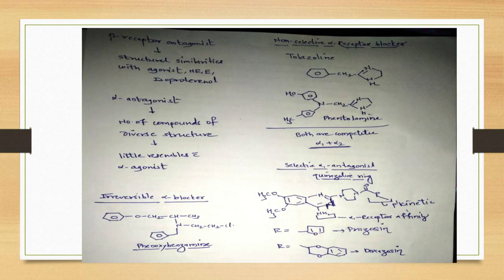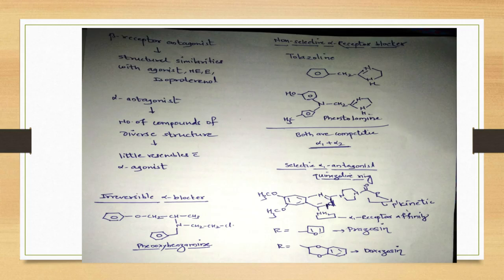Now, we will generally find that alpha adrenergic receptor antagonists are not like beta antagonists, that is, the beta receptor blockers. Beta blockers have structural similarities with the neurotransmitters like adrenaline, noradrenaline, or isoproterenol. But alpha antagonists or alpha adrenergic blockers consist of a number of compounds with diverse chemical structures, and they have very little resemblance to the alpha agonists.